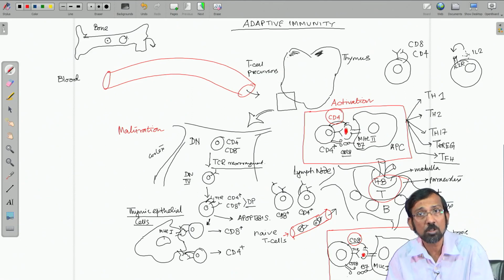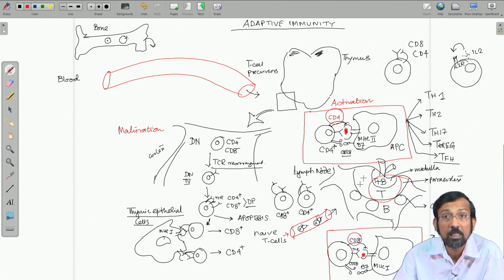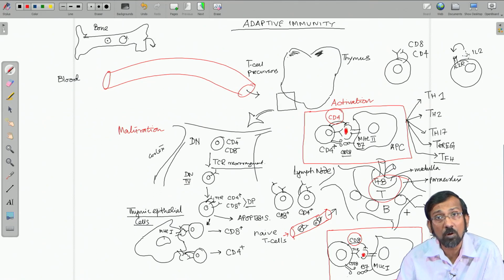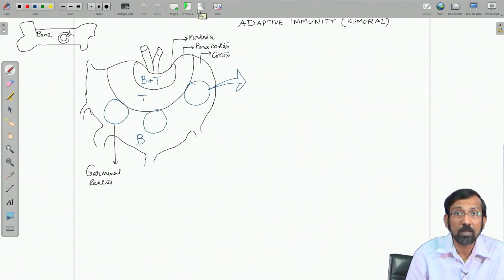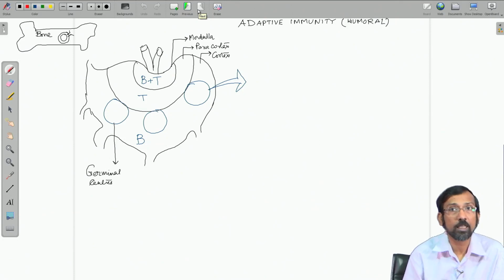To get a gross picture, starting from where we left in the last class, that is the events occurring in the lymph node, we discussed the events in the paracortex where the T cell activation occurs primarily. Now we move on to the lymph node again, and look at the cortex part.